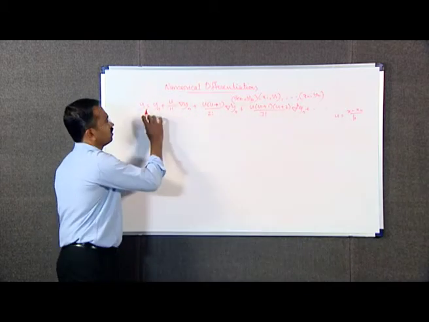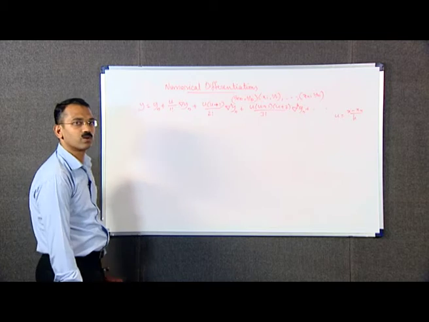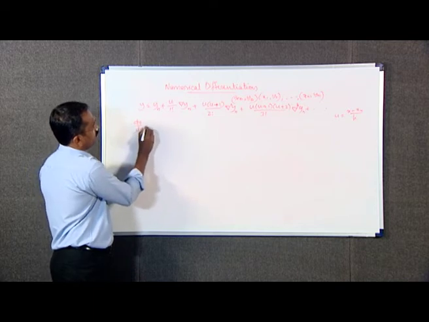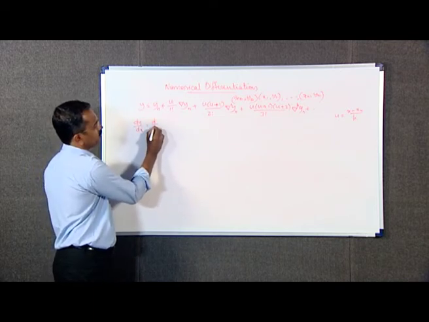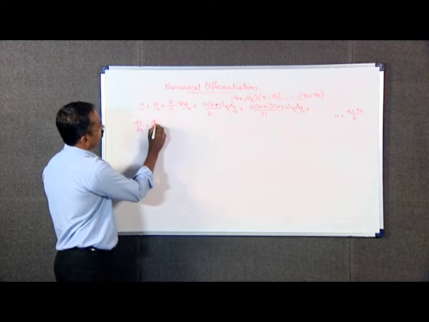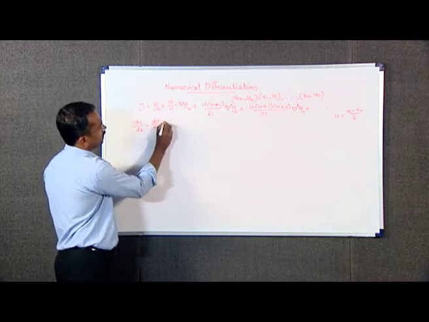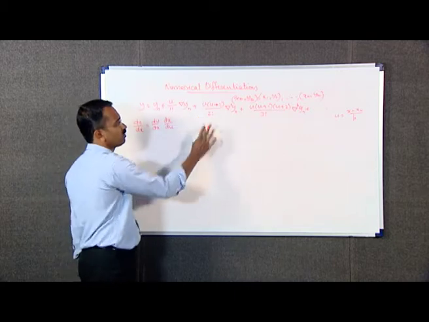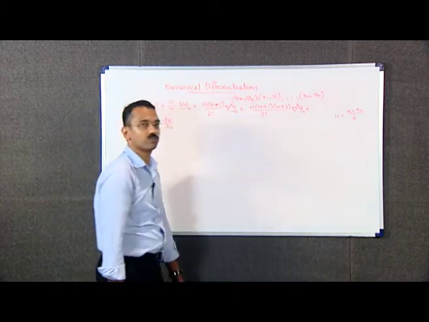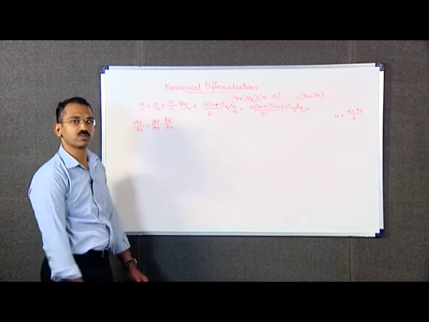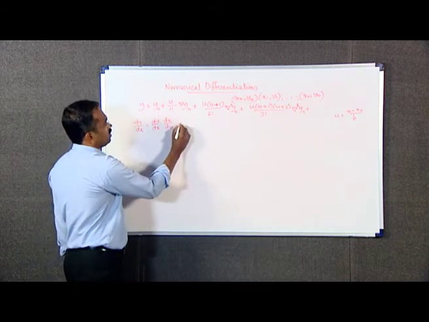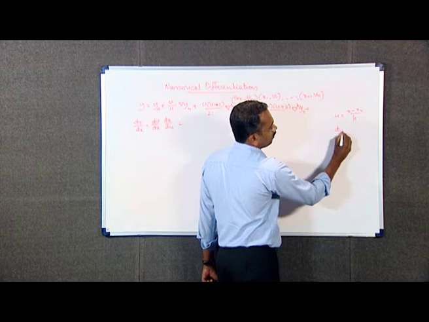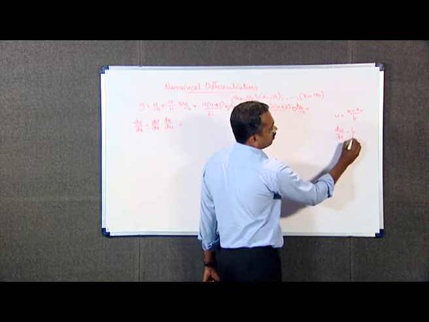We differentiate this expression with respect to x. On both sides, we get dy by dx is equal to dy by du into du by dx, because the right hand side is a function of u, where u is a function of x. Therefore, we use the chain rule, function of function rule. Here u equal to x minus xn by h. Therefore, du by dx is equal to 1 by h.